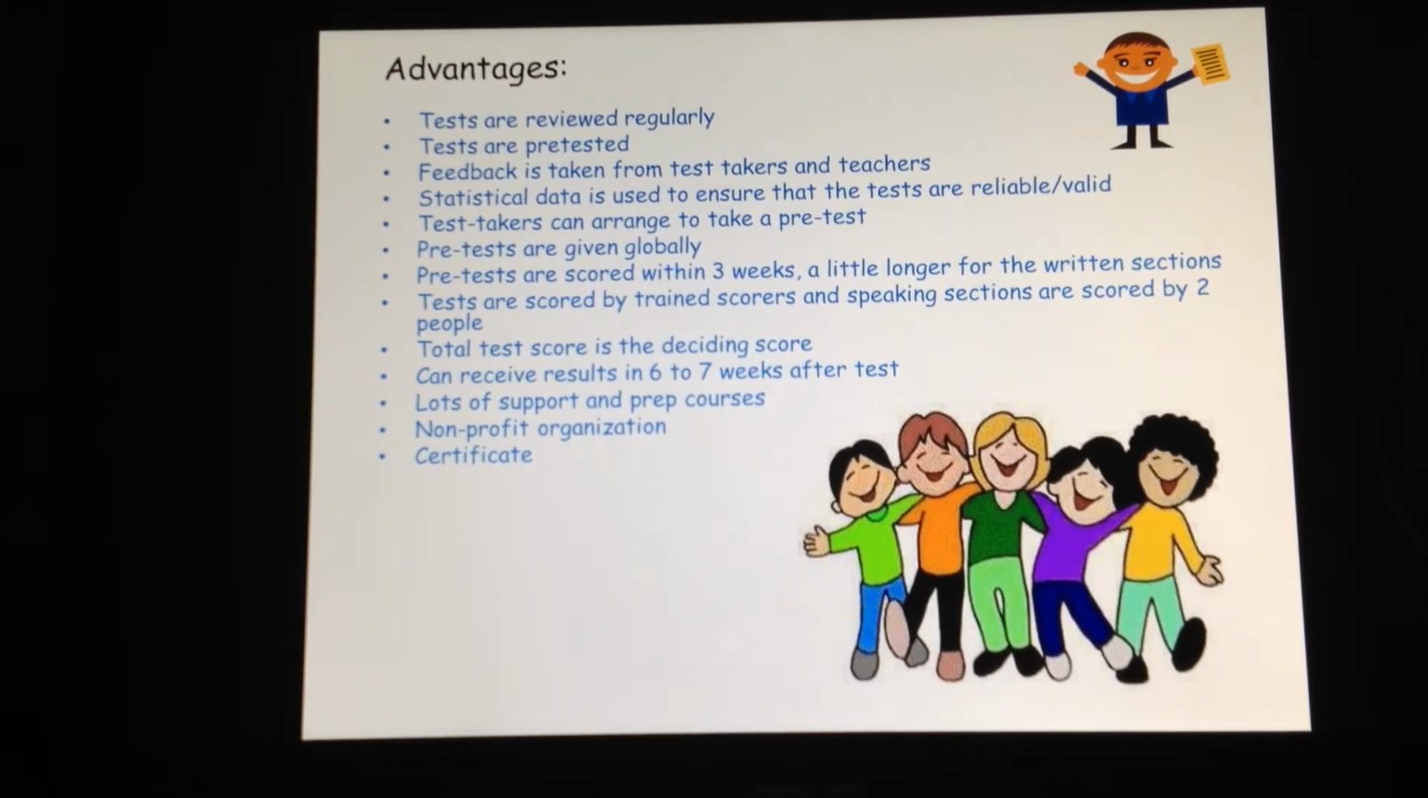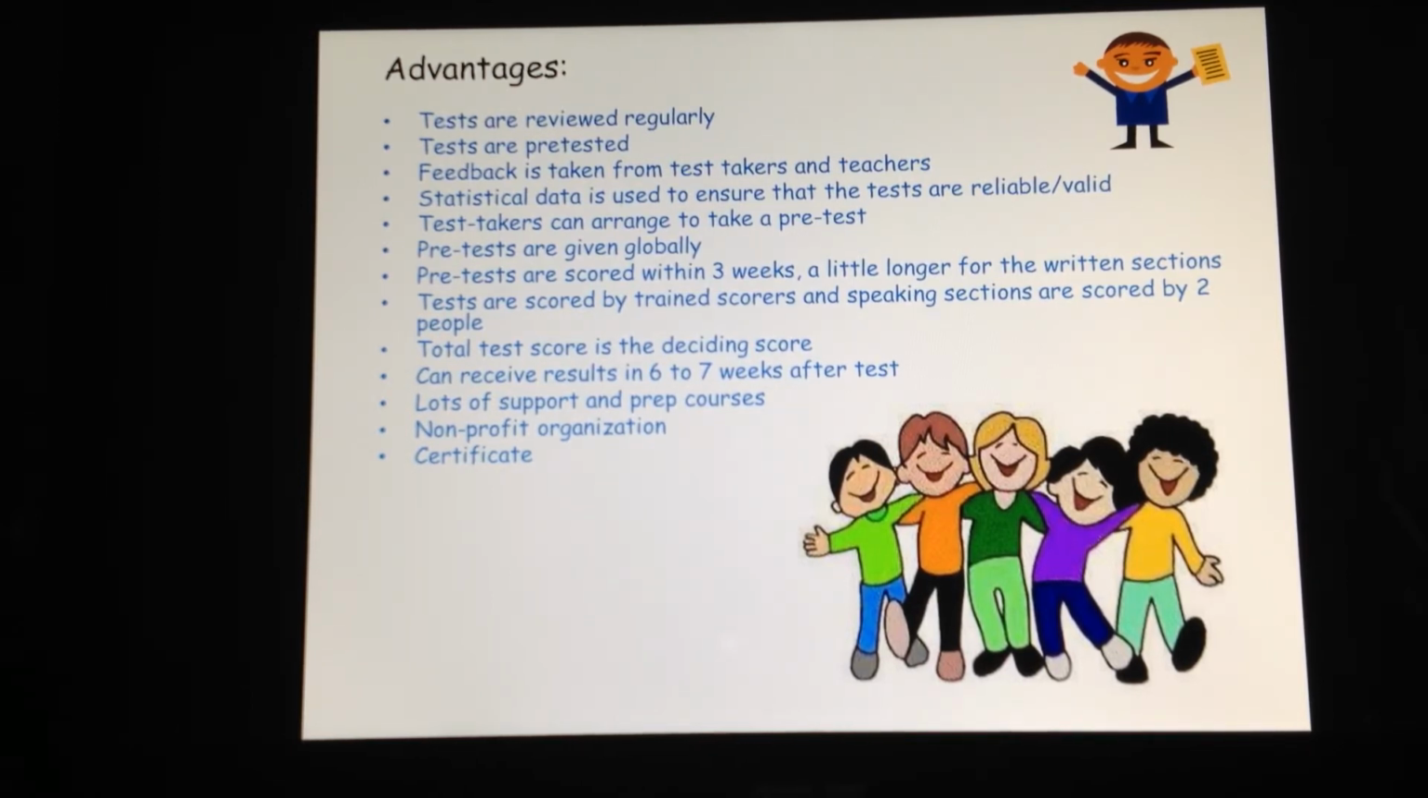You'll get maybe a score, but you won't be able to look at the questions because obviously they're testing that test to administer it. When you do actually take the actual test, tests are scored by trained scorers and speaking sections are scored by 2 trained scorers. The total test score is the deciding test score. So for example, if you did really poorly in one section but really well in the other 2, you could still pass the test based on your cumulative score.